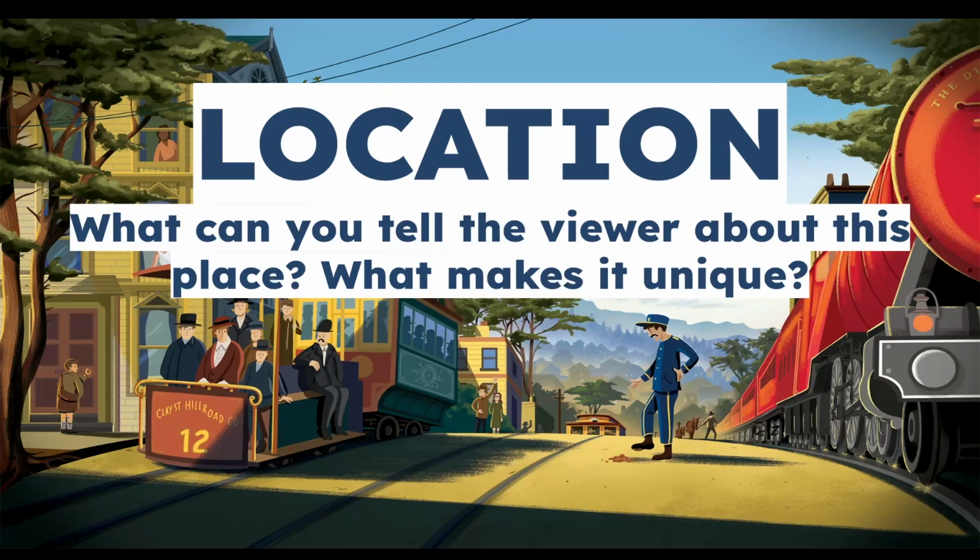So, location. What can you tell the viewer about this place and what makes it unique? Doing a little bit of research, finding some reference imagery and getting to know what the vegetation or the buildings or the topography, all of that kind of stuff, the clothing that people wear, all sorts of things will indicate where your image is set, or if it's a made up location.